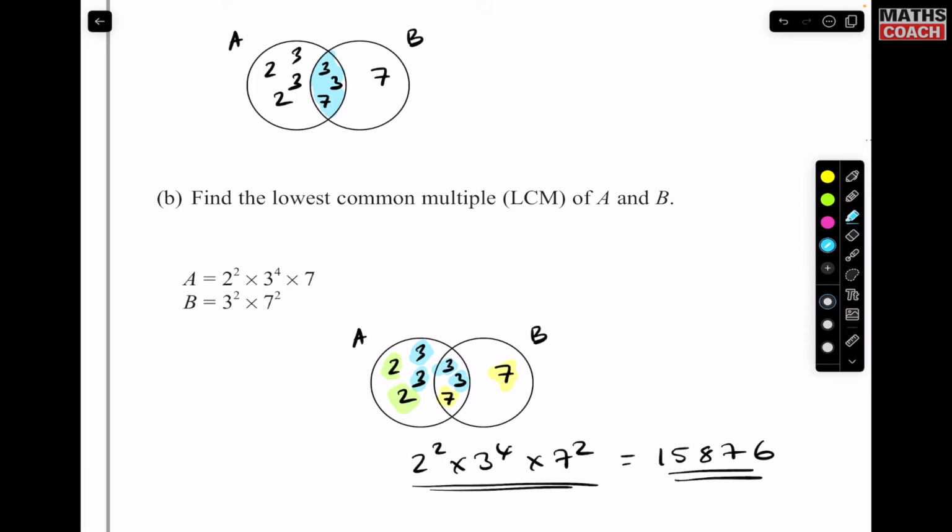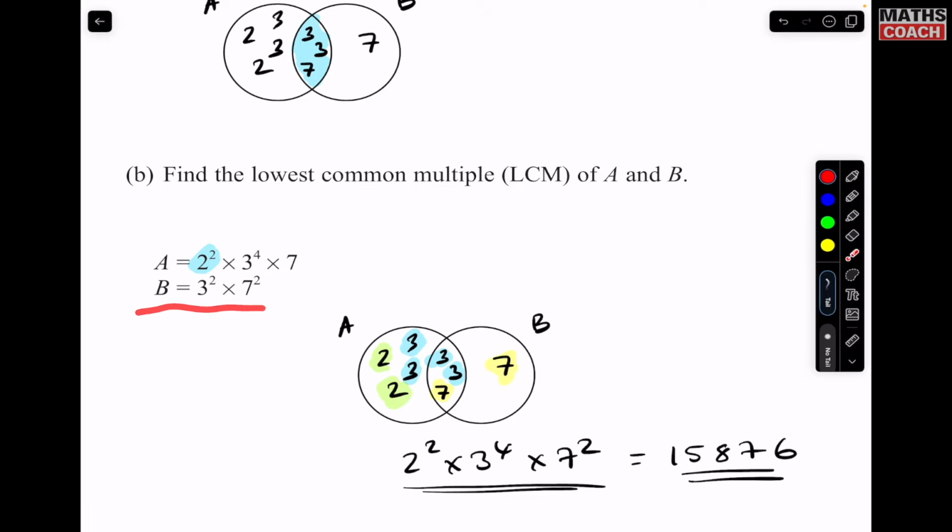And you could, of course, have done it without the Venn diagram. So you could have done just like 2 squared, because this one doesn't have a 2 squared at all. The B doesn't have the 2 squared. And then you could have selected your 3 to the power of 4, because that's the largest, and it also takes that into consideration. And the last one would be 7 squared, which is this one, because it already takes this one into consideration. Okay, so you could just multiply those for the LCM if you wanted to do it that way. Question 6.